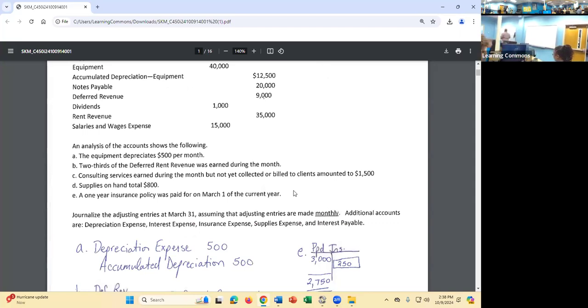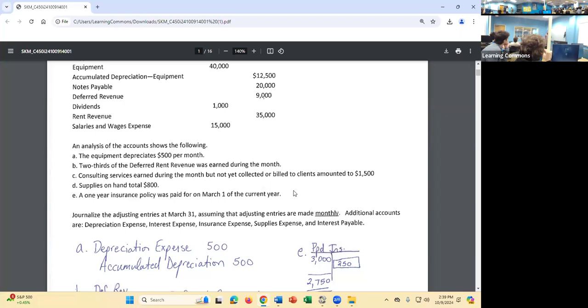So letter B, we're talking about deferred revenue. How much money is in deferred revenue currently? $9,000 as a credit, right? It says that 2/3 of this has been earned. So remember that deferred rent revenue, deferred means unearned. So if it has been earned, can it still stay in that account? No. How much do I need to take out of that account?